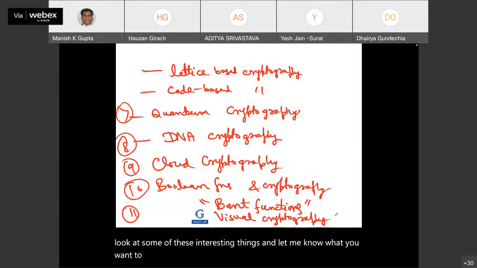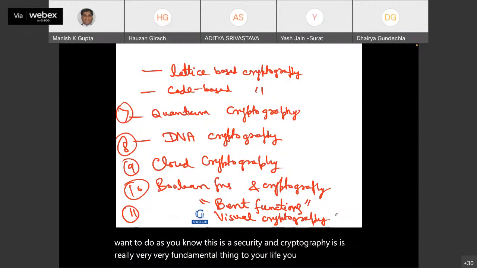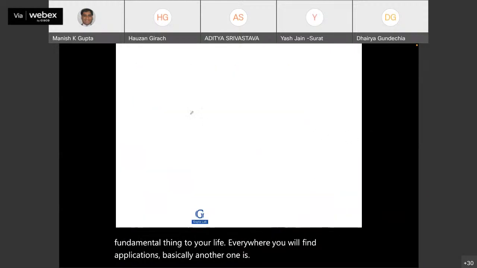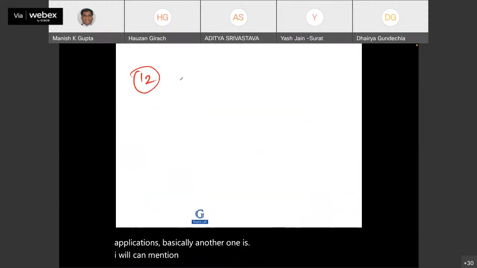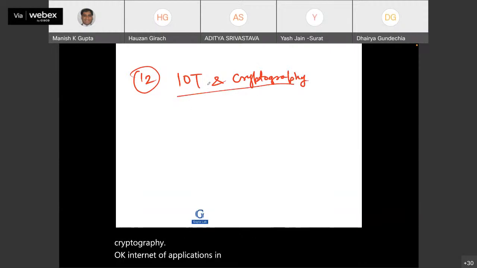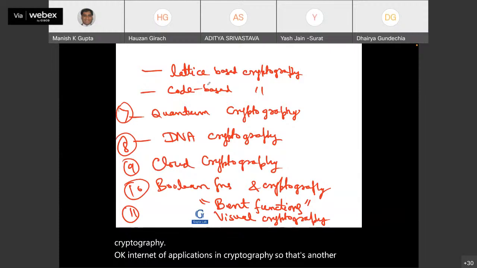As you know, security and cryptography is really a very fundamental thing to your life. Everywhere you will find applications. Basically, another one I can mention is IoT, Internet of Things Applications and Cryptography. Okay. So that's another area. Any more questions?